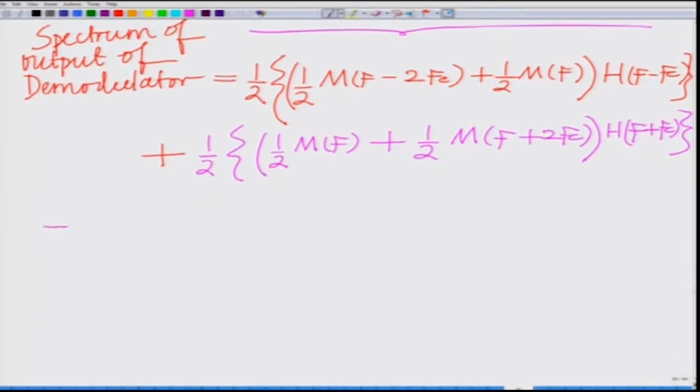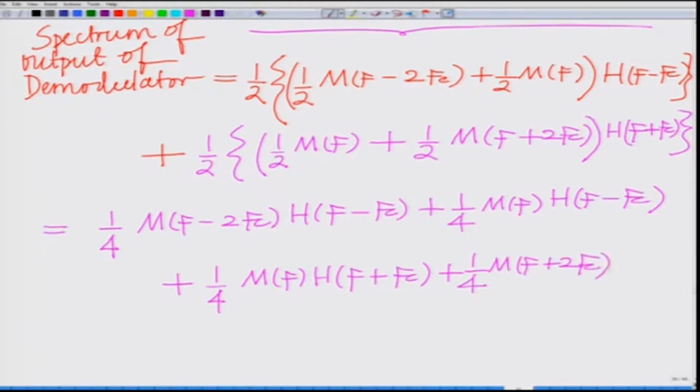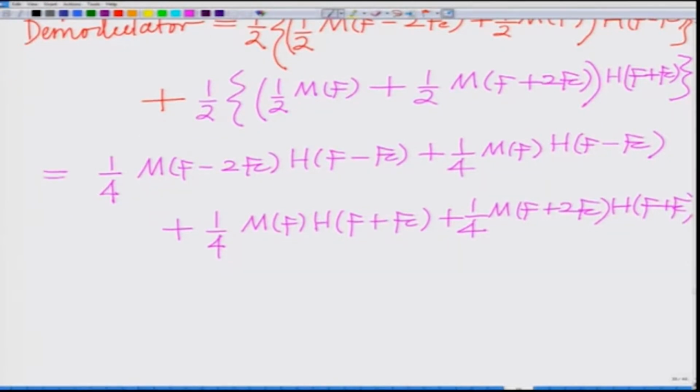Now let us write this term by term. So this is 1 by 4 MF minus 2 FC into HF minus FC, plus 1 by 4 MF into HF minus FC, plus 1 by 4 MF into HF plus FC, plus 1 by 4 MF plus 2 FC into HF plus FC. These are the 4 terms that you get from the expansion of the output of the demodulator. We are still talking about the spectrum of the output signal of the demodulator, that is the spectrum RF.